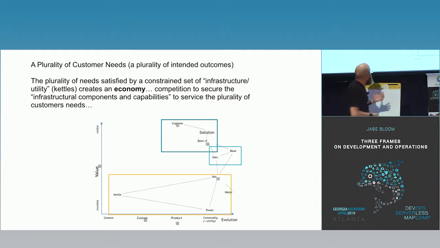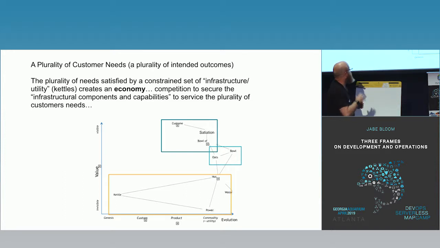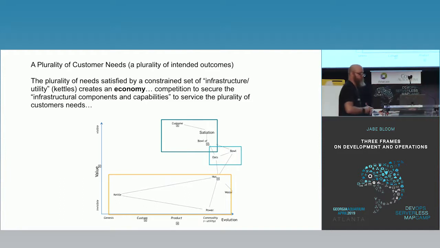There is a plurality of customer needs, a plurality of intended outcomes. If the plurality of needs is constrained by a set of infrastructural utilities, like kettles, you'll create an economy. Does that make sense? If there's lots of needs for kettles, then there's an economic force on who gets to use the kettle. That's roughly what it says. And so economies are created by the competition to secure infrastructural components and capabilities to service those needs.